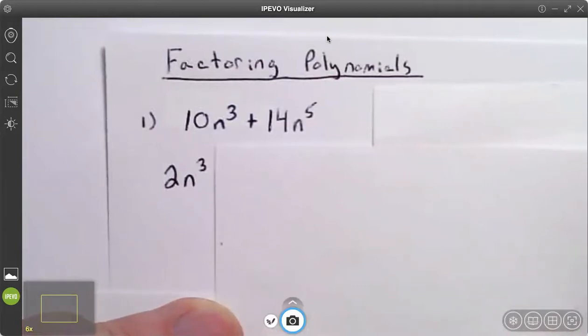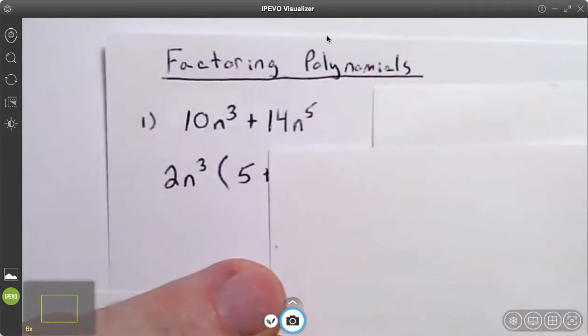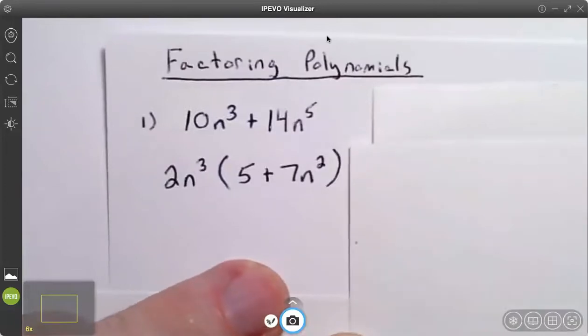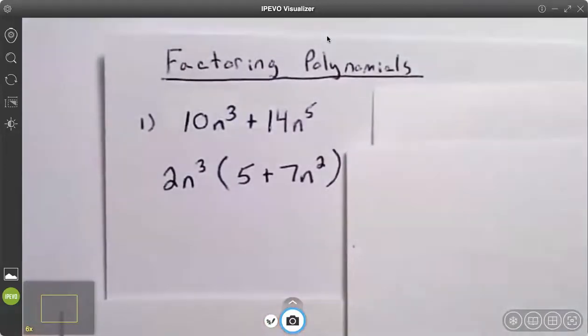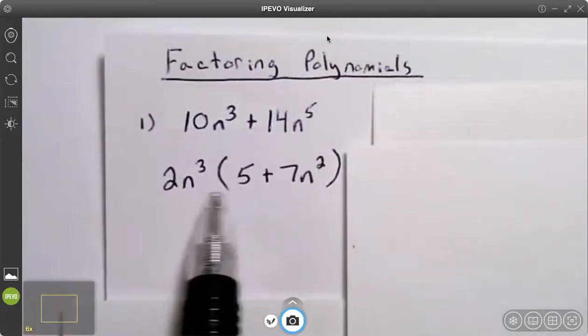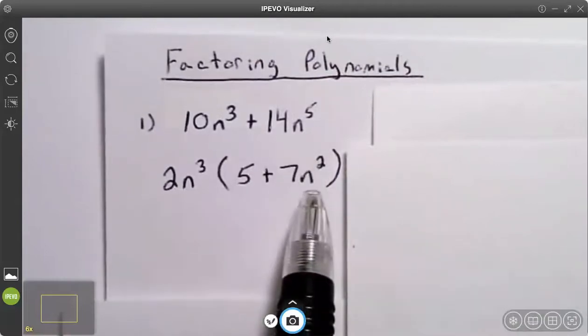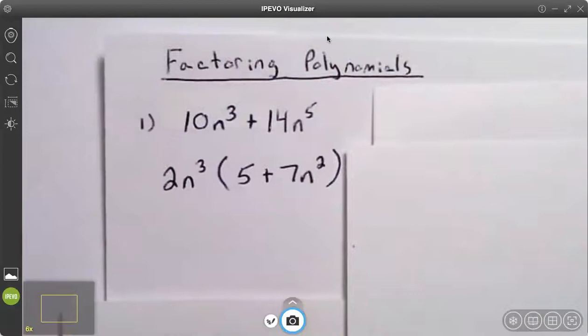When I factor 2n cubed out of the first term, I am left with 5 because 2n cubed times 5 is 10n cubed. When I factor 2n cubed out of the second term, I am left with 7n squared because 2n cubed times 7n squared is 14n to the fifth. I had 3 n's here, took all of them out, don't have any left. Had 5 n's here, took 3 out, that leaves me with 2 n's.